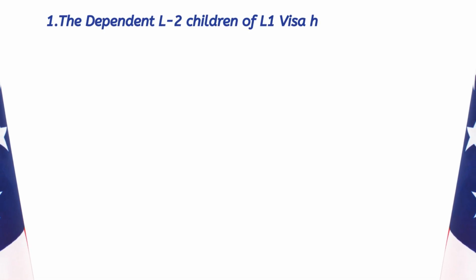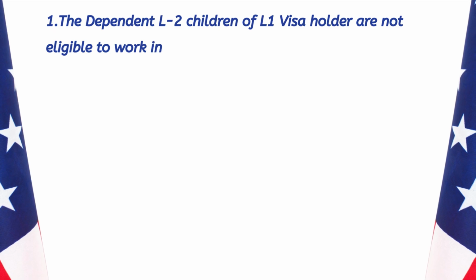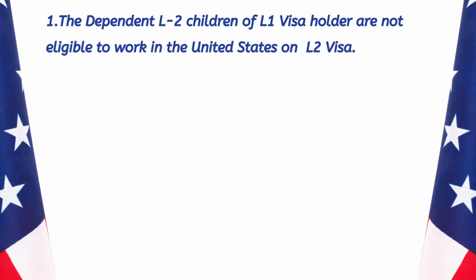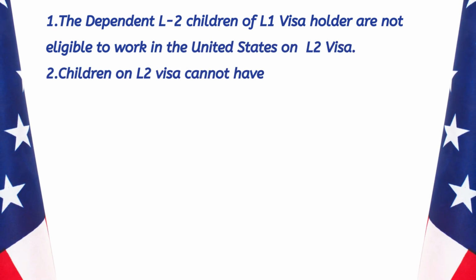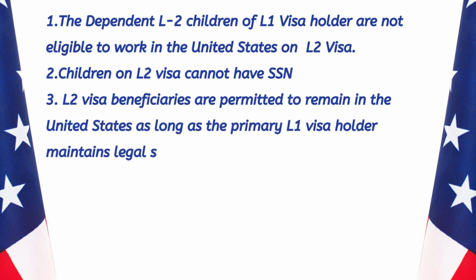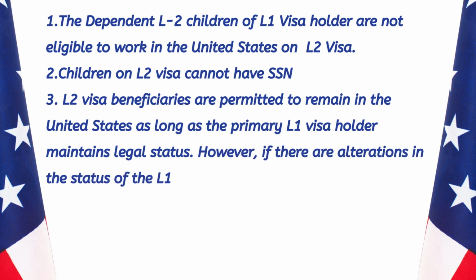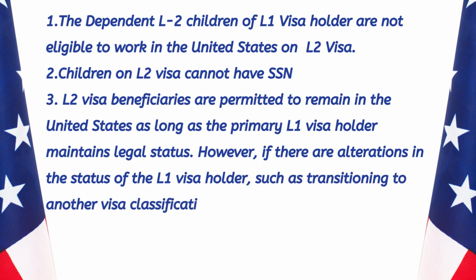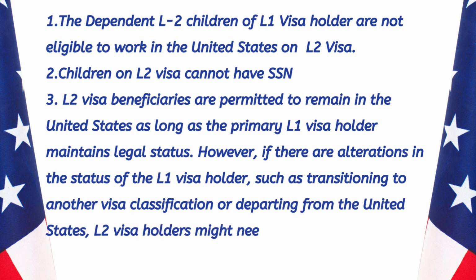Number 1. The unmarried children under 21 years of age are not eligible to work under L2 visa. Number 2. Children on L2 visa cannot have SSN as there is no provision for L2 dependent child SSN. And number 3. Typically, L2 visa beneficiaries are permitted to remain in the United States as long as the primary L1 visa holder maintains legal status.